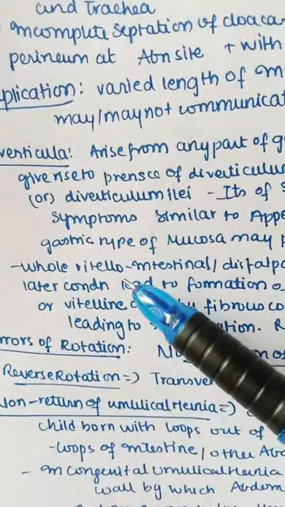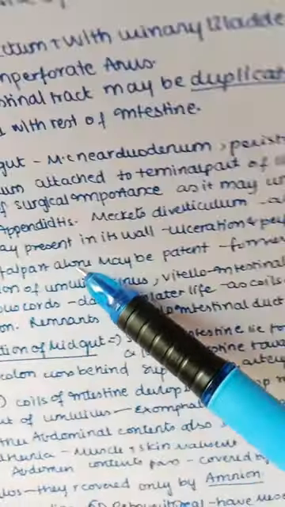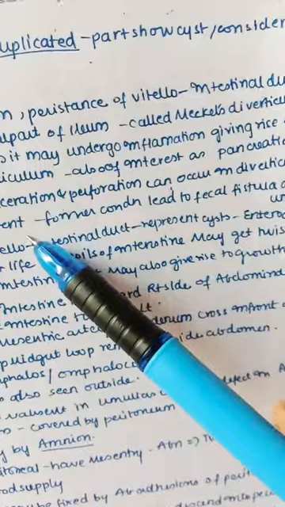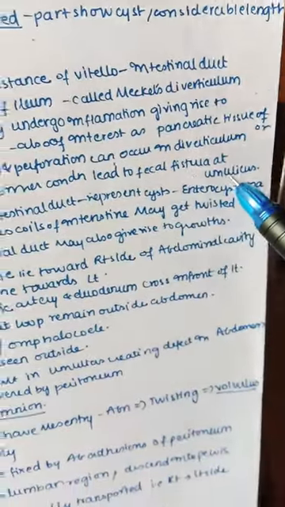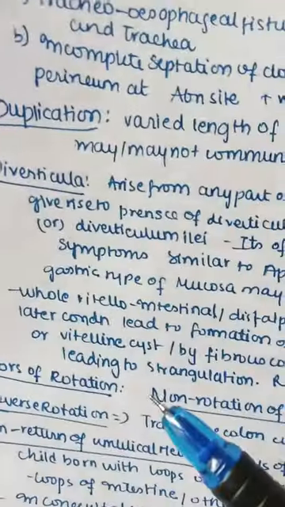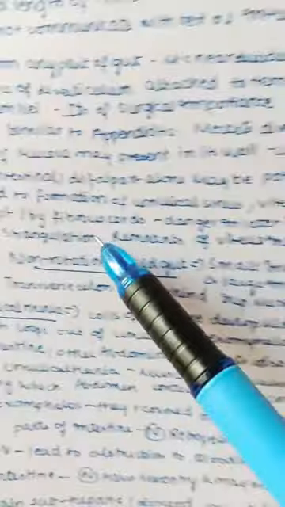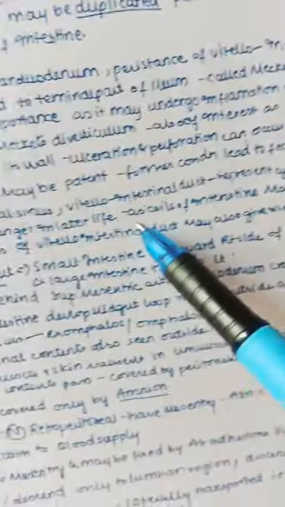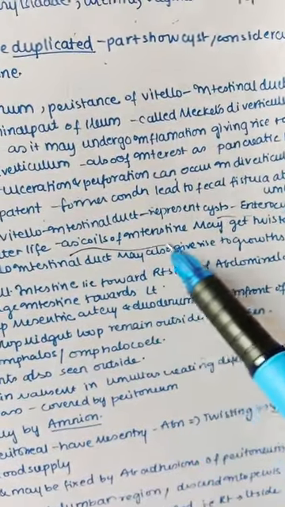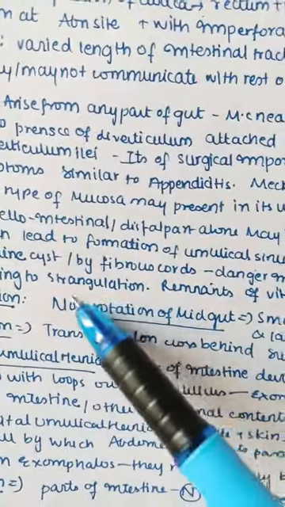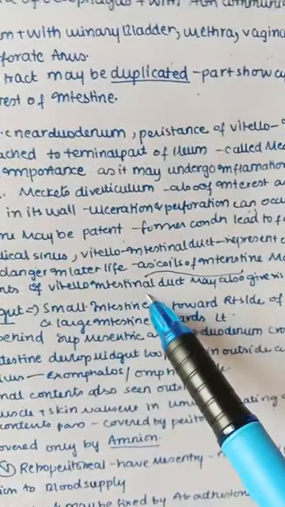Next, the whole vitellointestinal duct or only its distal part may be patent. The former condition leads to a fecal fistula at the umbilicus, and the latter condition leads to the formation of an umbilical sinus. The vitellointestinal duct may present as a cyst, enterocystoma, or vitelline cyst, or a fibrous cord may cause danger in later life, causing coils of intestine that may also get twisted sometimes, leading to strangulation. Remnants of the vitellointestinal duct may also give rise to some growths.